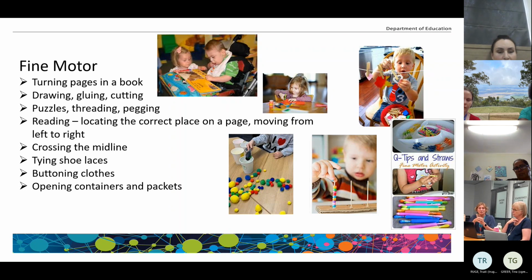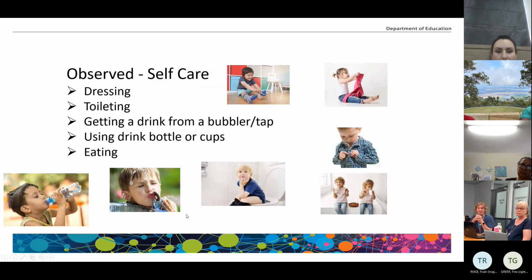So there could be impacts with drawing, gluing, cutting, puzzles, threading and pegging, reading, locating the correct place on a page and moving from left to right, crossing that midline, tying shoelaces, buttoning clothes, opening containers and packets. And there's a lot of other fine motor. I'm just putting out a few.